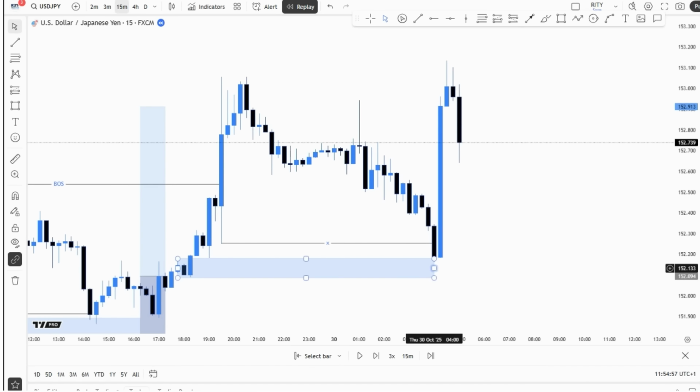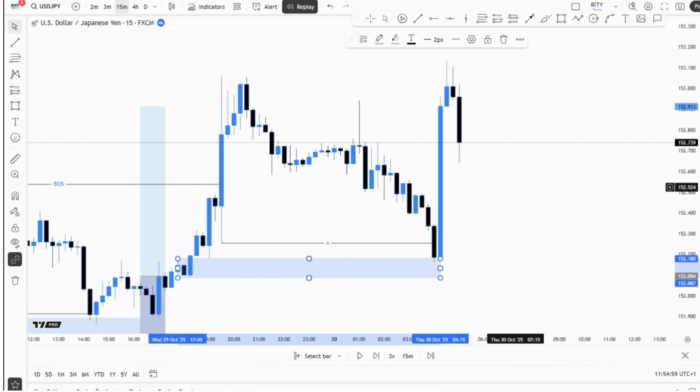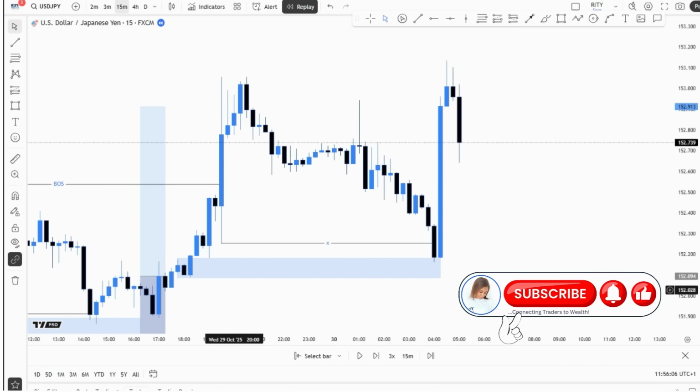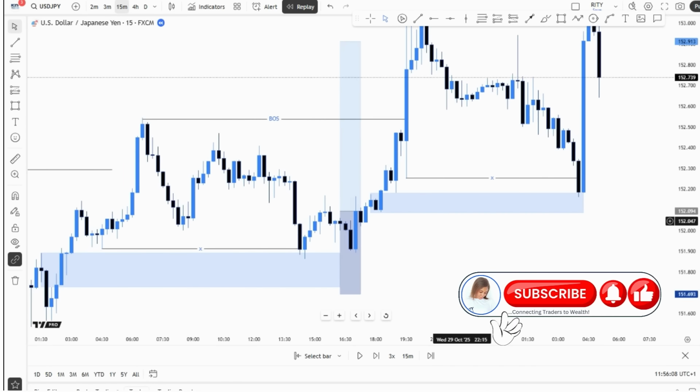Although we did not get this entry, like I always say, you don't have to catch every move. You don't need to force the trade. Always wait for a signal confirmation. So since this did not give us an entry opportunity, we're just glad that we understand the flow of the market. So guys, it's very important for you to learn how to spot your liquidity pools.